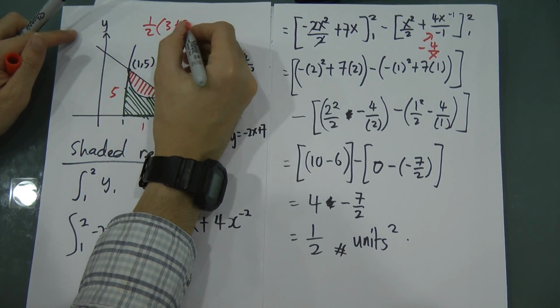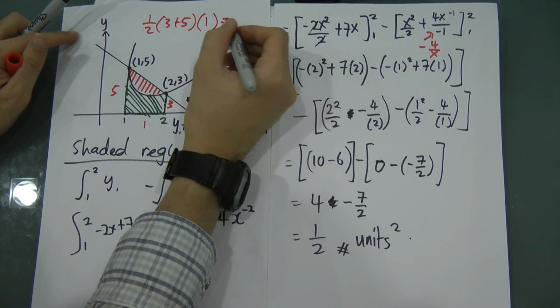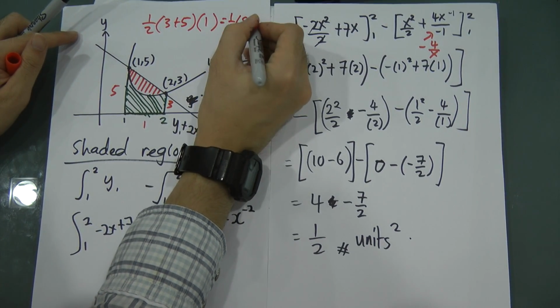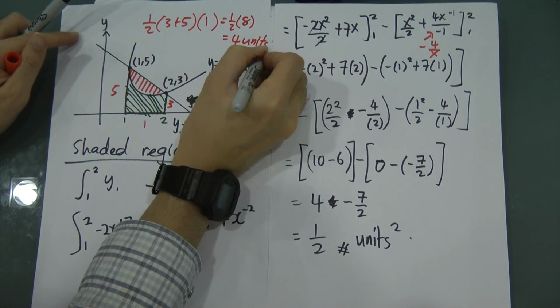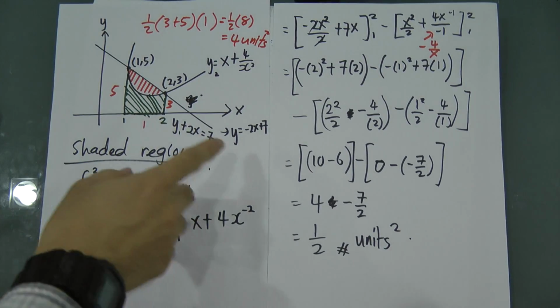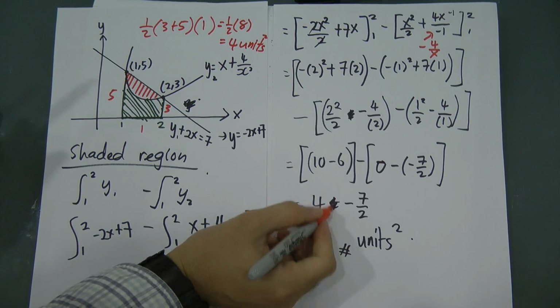3 plus 5, multiplied with the height, which is 1. So this one, what will you get? You will get 1 over 2 multiplied by 8 multiplied by 1. So you get 4 unit square. So 4 unit square, you can find out, actually if I integrate this one, I get 4 also. Do you see? I got 4 also.